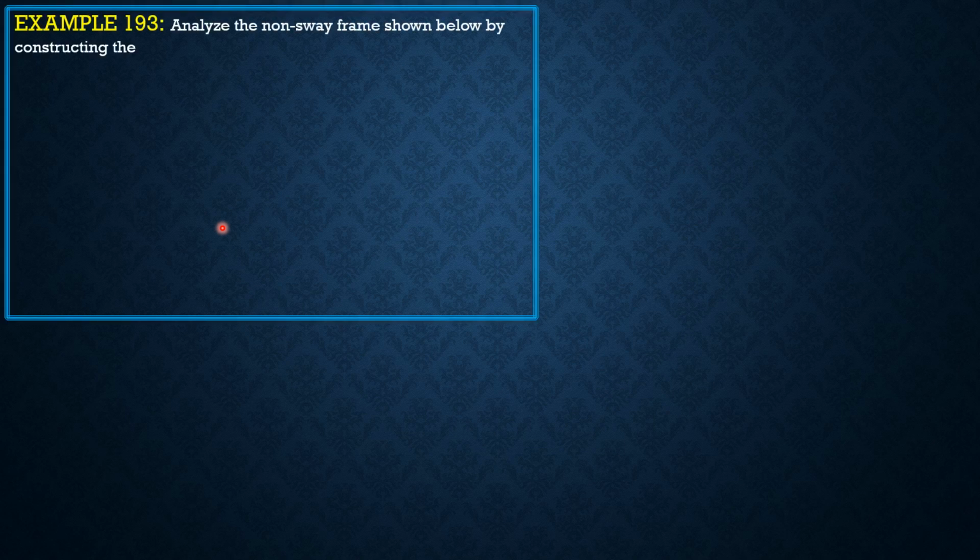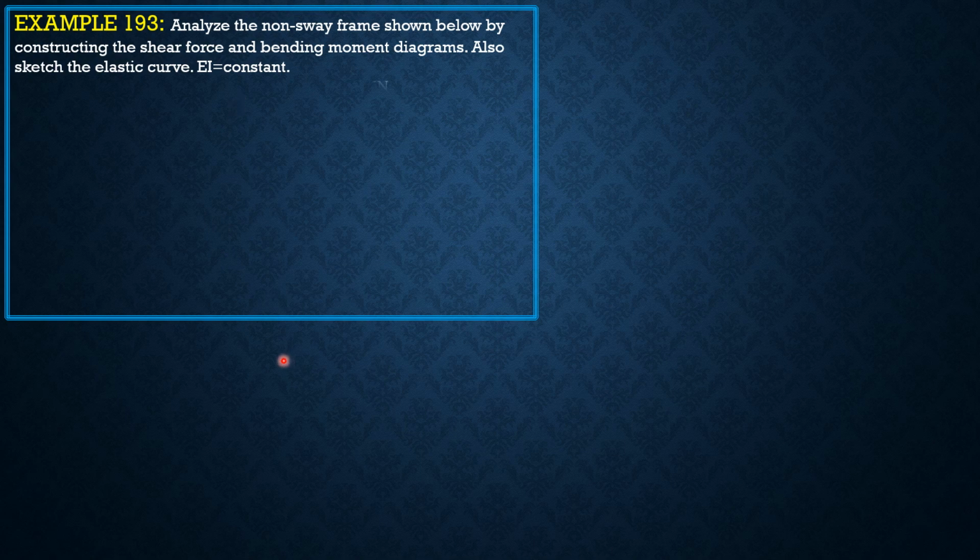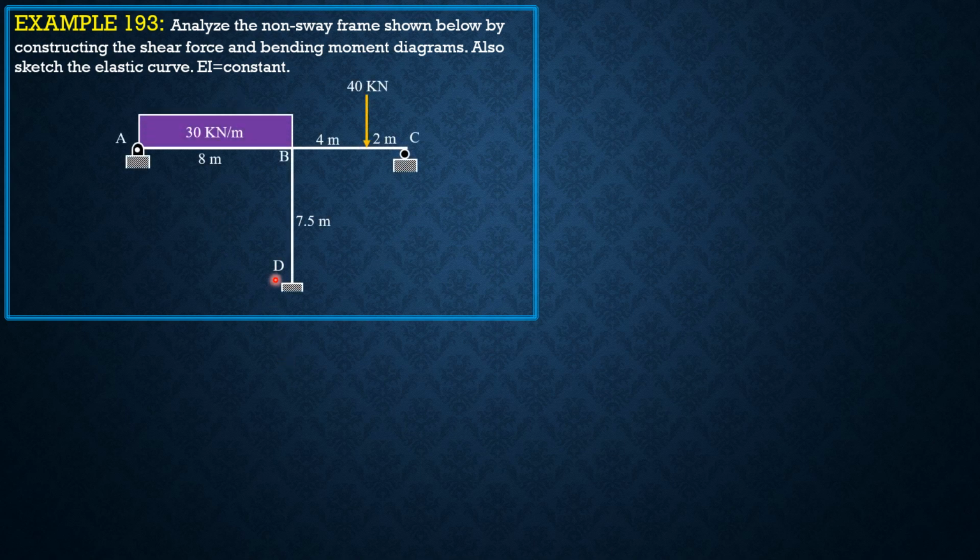Analyze the non-sway frame shown below by constructing the shear force and bending moment diagrams. Also sketch the elastic curve. EI is constant. So, another one-story frame. There's no side sway because of the restraint present at A. So the frame cannot laterally move because of the restraint at A. That's why this is a non-sway frame.